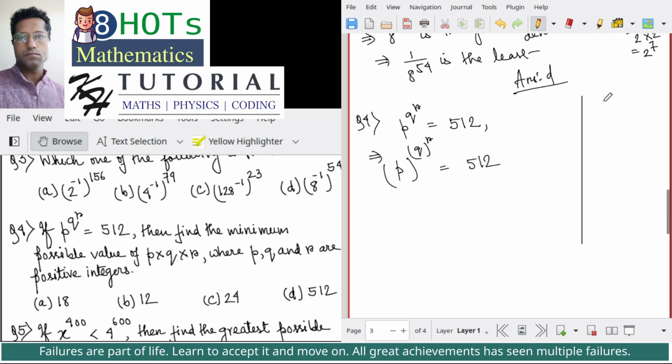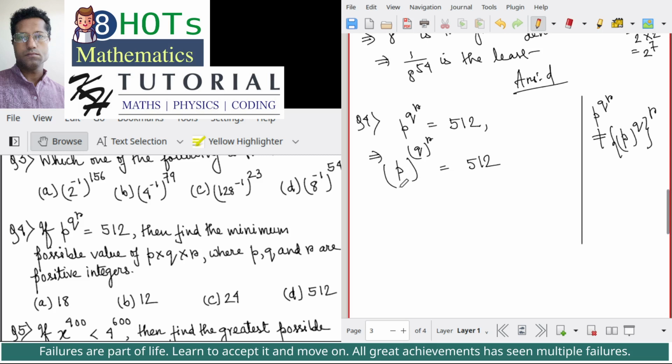And as a side note, never make this mistake: if you see an exponential term like this, it is never equal to p to the power q and this whole raised to the power r. No, this is wrong.